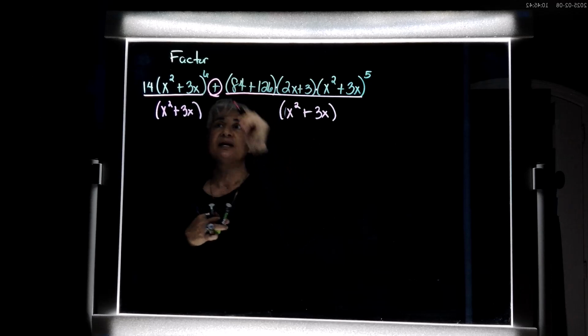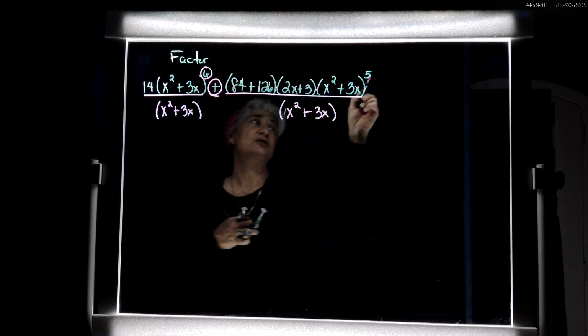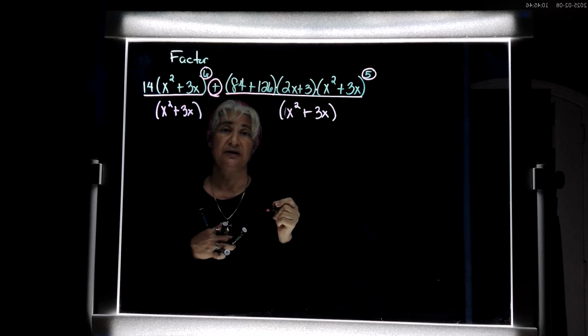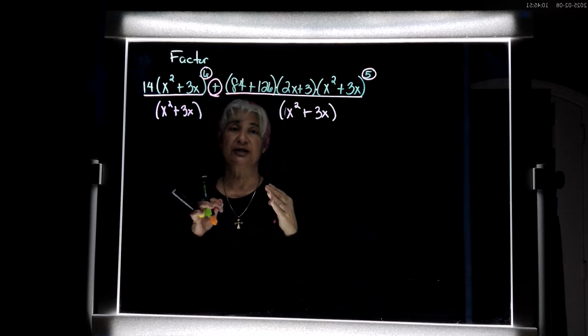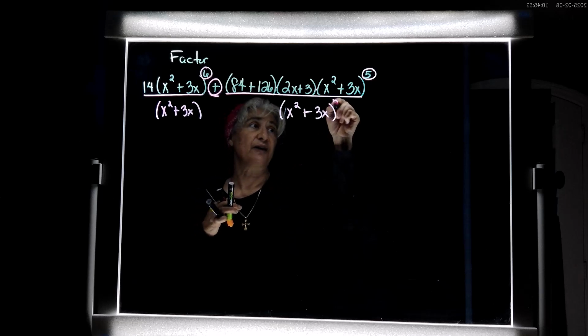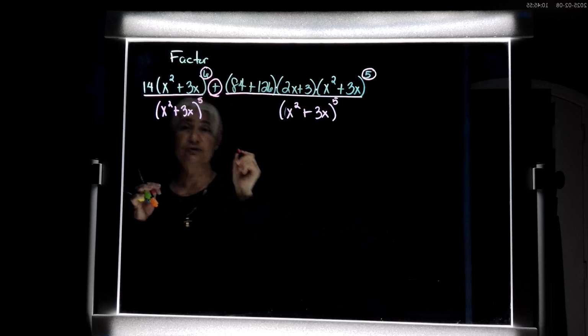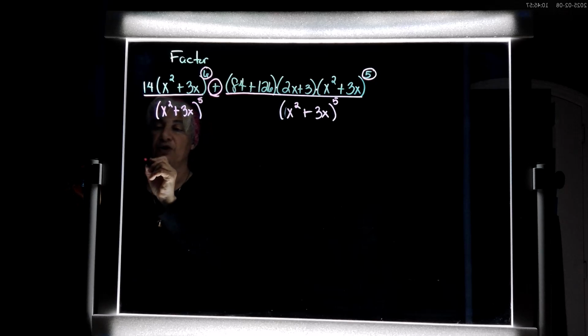Let's see. This one has 6 to give. This one only has 5 to give. Remember, when you factor, you want to take as many out as possible. So how many are you going to take out? Good, you're going to take 5 of them out. So when you take 5 of them out, let's see. We are writing what we're factoring out.